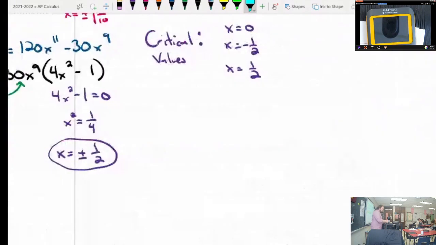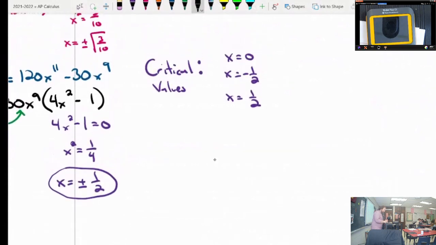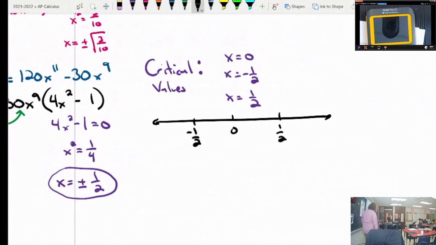A great way to do this is with a sign chart, which is exactly what we're going to make. We're going to put these zeros in order on a number line: negative 1/2, 0, and then positive 1/2. Since this is a polynomial and it's continuous, we know that it's 0 at those three points. That means that in between those points, it must be either only positive or only negative. It can never change in those little ranges. So a good way to do this is to just test one number and see what happens.